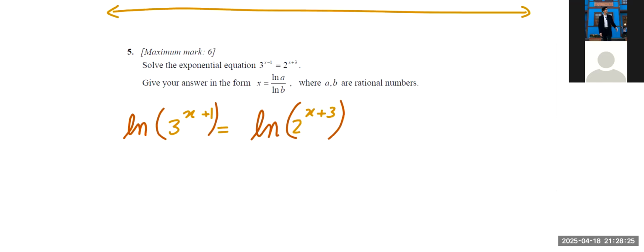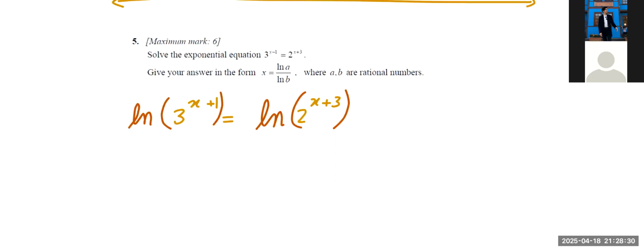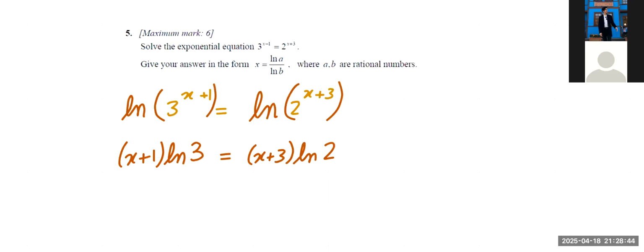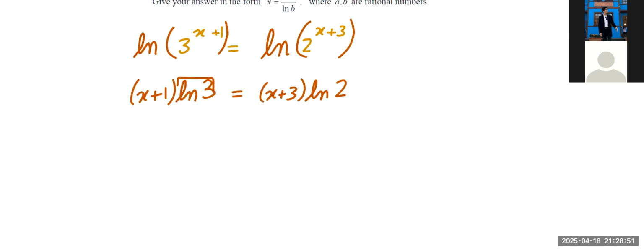So this is what you do. The first step is take the natural log on both sides. Then, because of that very nice rule, you can pull that power out, which really defeats the whole point of an exponential equation, because now your variable is not in the power at all. So all we gotta do now is solve it. Remember, natural log of 3 is just a number, so treat it like a number. So we have x natural log of 3 plus natural log of 3 equals x natural log of 2 plus 3 natural log of 2.